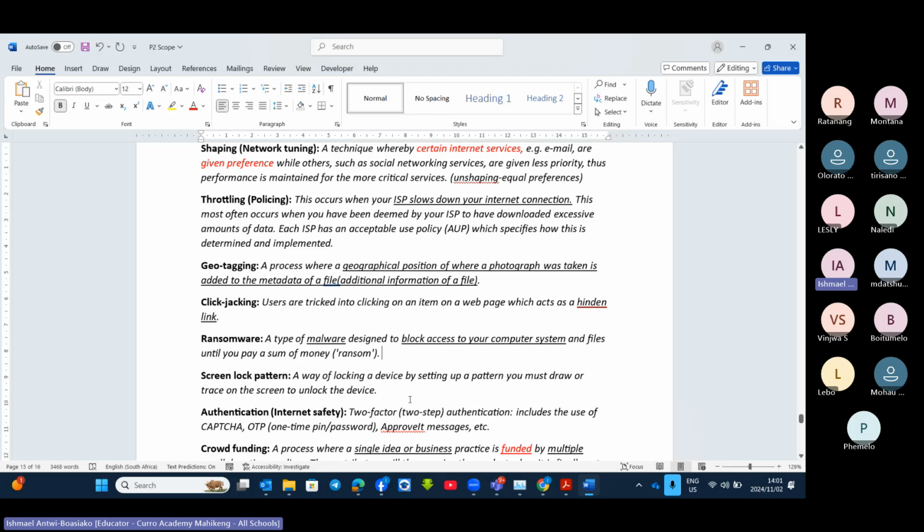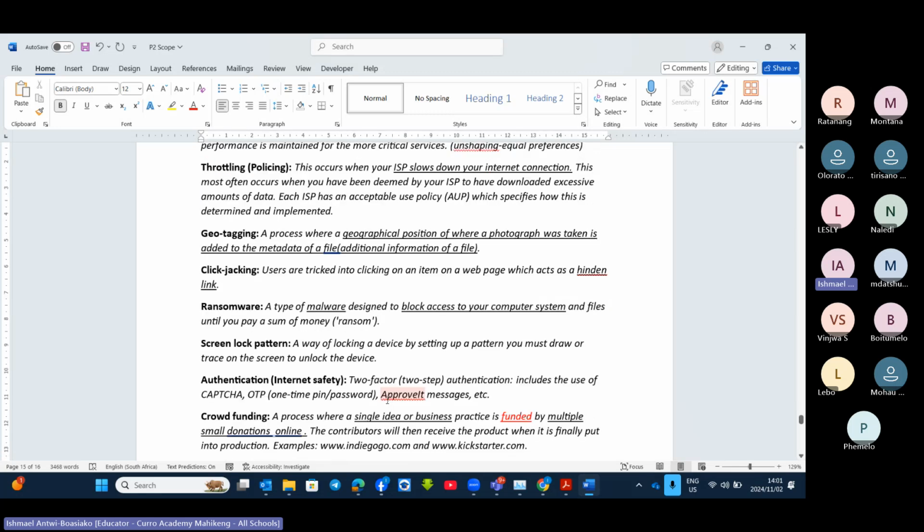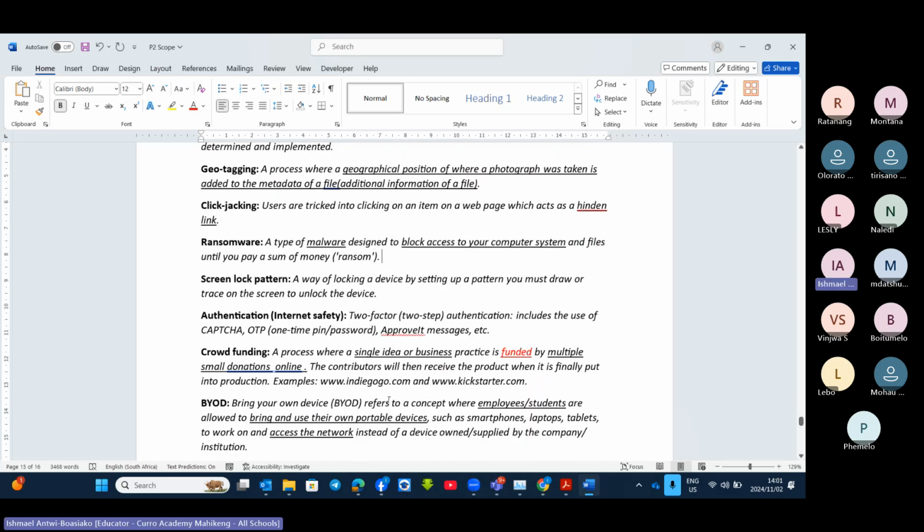So these ones are old terminology as well, but it's in our examination guideline. And authentication, that's two-factor authentication, which includes the OTP, the Approve It messages. These authentications prevent unauthorized access to your information or to your email or to your account. So they normally send you an SMS, which is a one-time PIN, or there's a software called Approve It that you have to give an approval before the account can be opened for you.